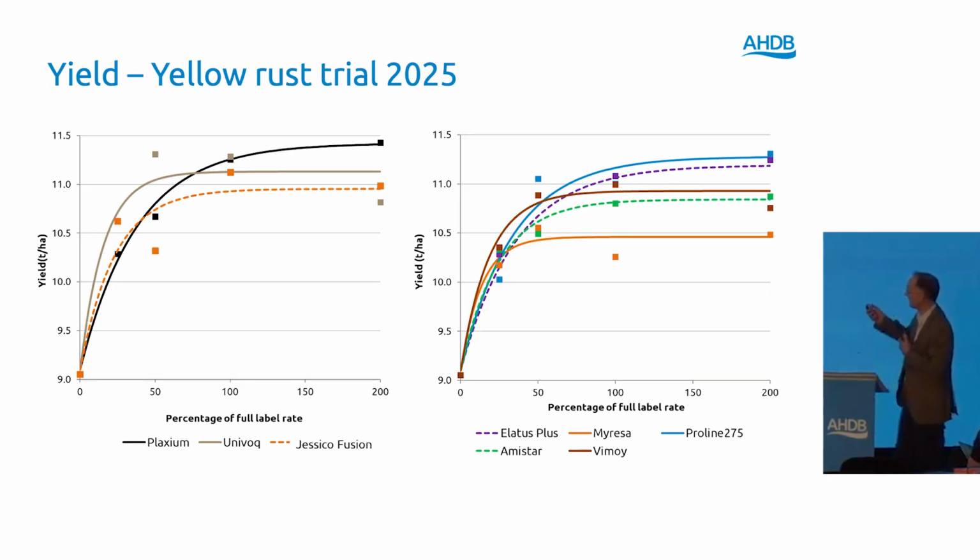In terms of yields, actually, the yields from the yellow rust trials actually had proline right up there, doing really well. Elatis Plus tight behind that, the SDHIs, Vimoy as well, and Elatis Plus looking very good. Amistar not far behind. And again, we're seeing Myrisa just reflecting the slightly lower inherent activity that we see from mefentrifluconazole versus the other. I think I'd struggle on the left-hand side to separate those, they're probably all within the error that we see within that trial.